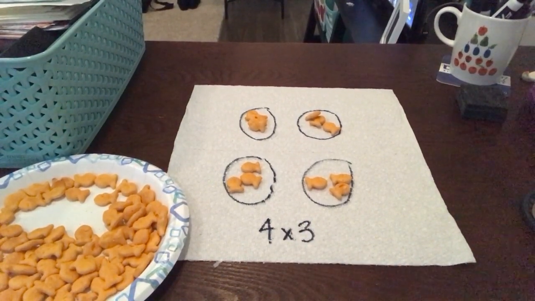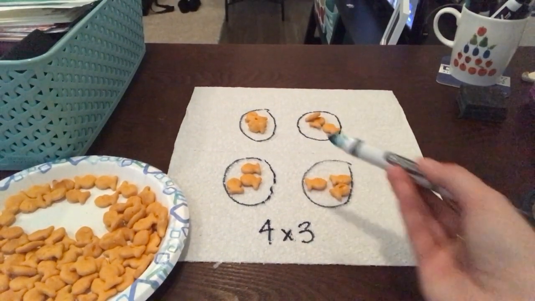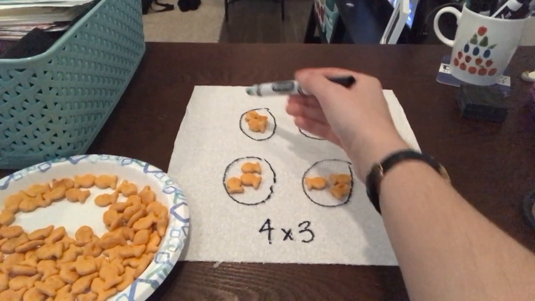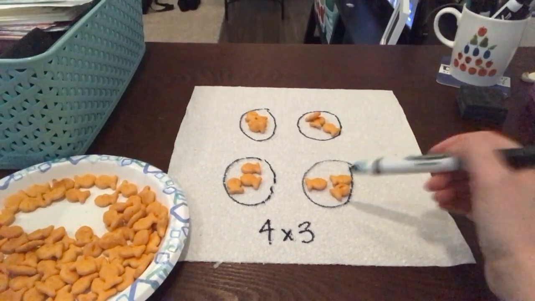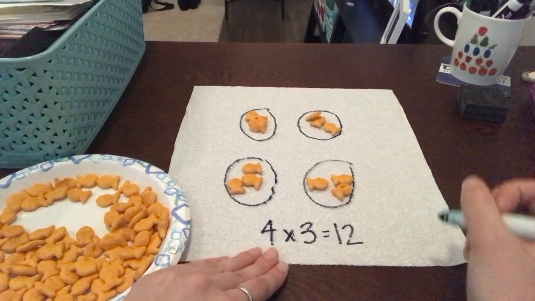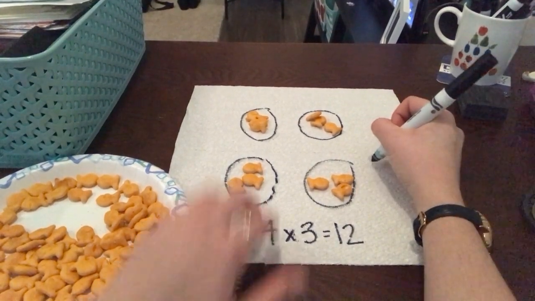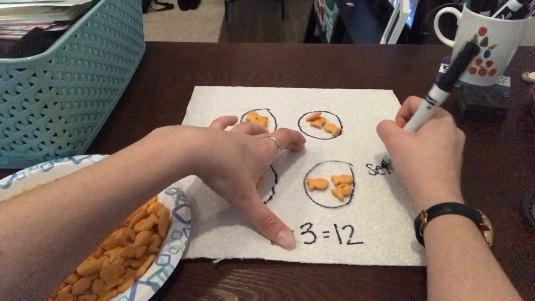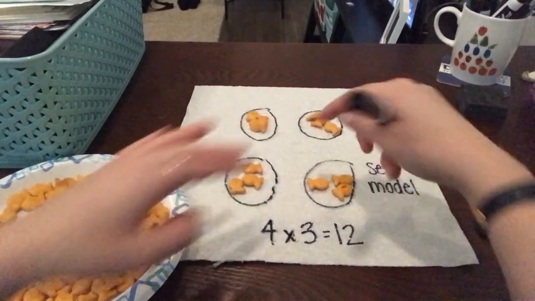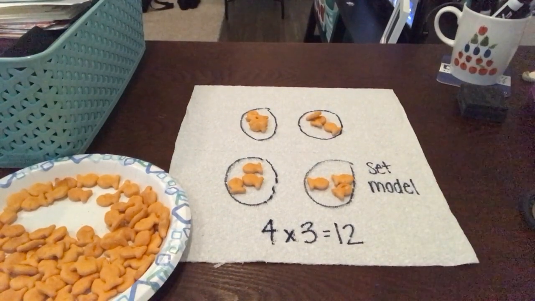And to find the answer to this, I would just add up all of my goldfish. So I have 1, 2, 3, 4, 5, 6, 7, 8, 9, 10, 11, 12. So I know now that 4 times 3 equals 12. And again, this is the set model, often known as equal groups, because we have 4 equal groups here.